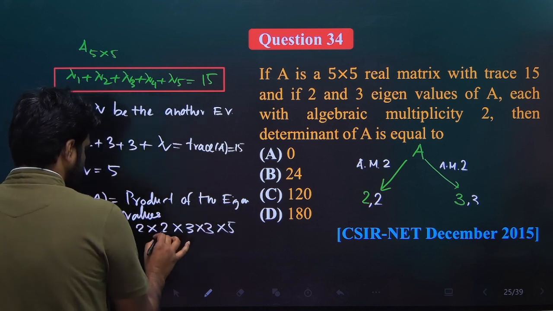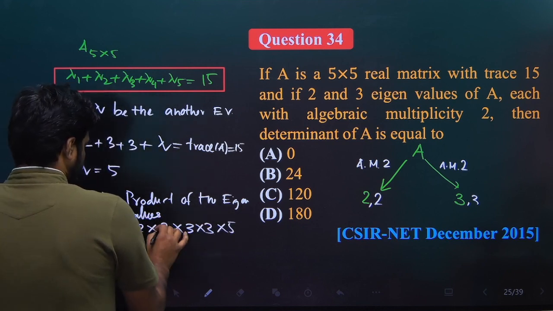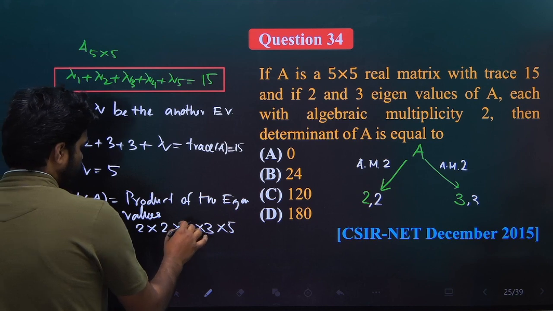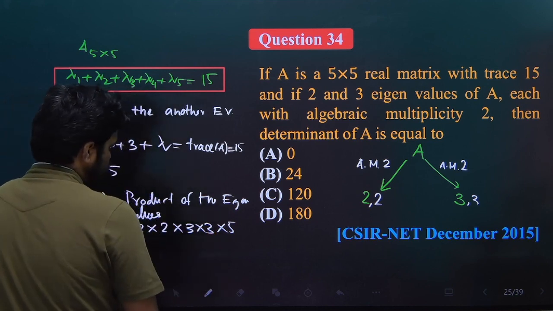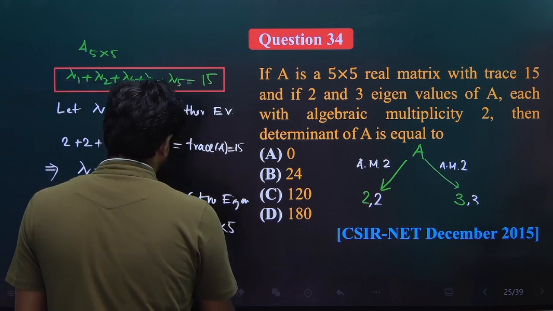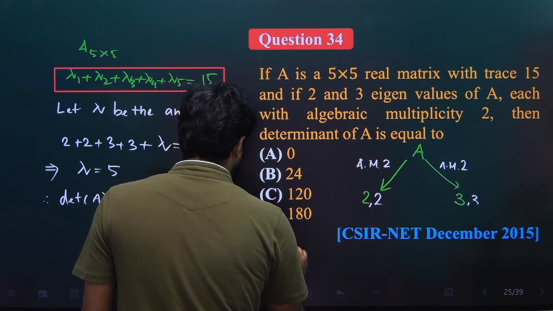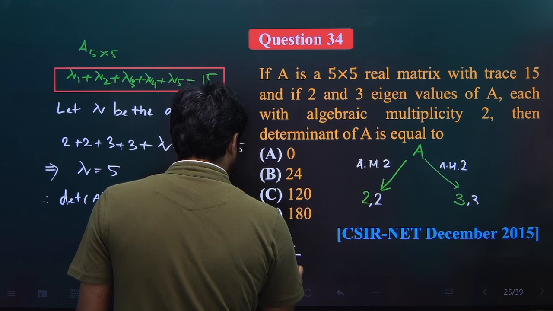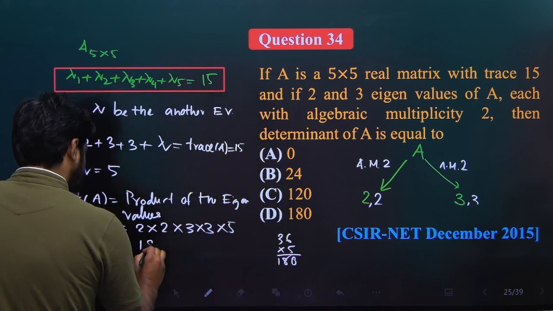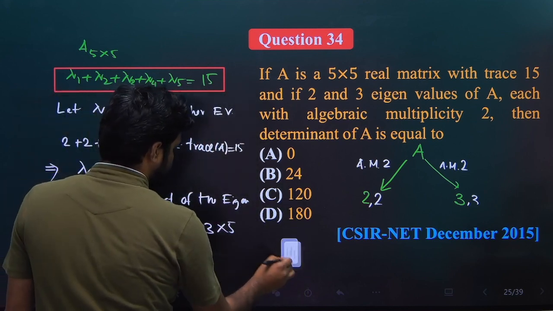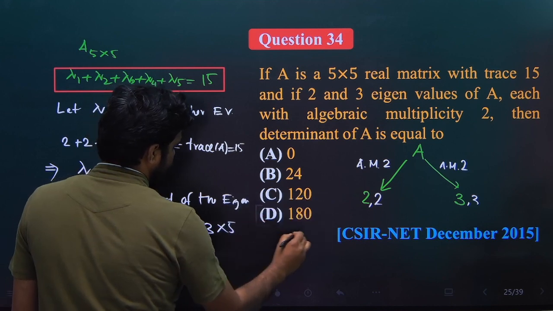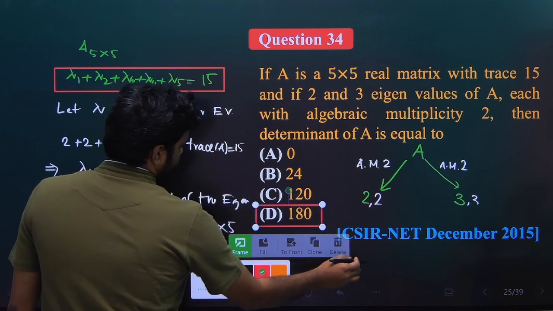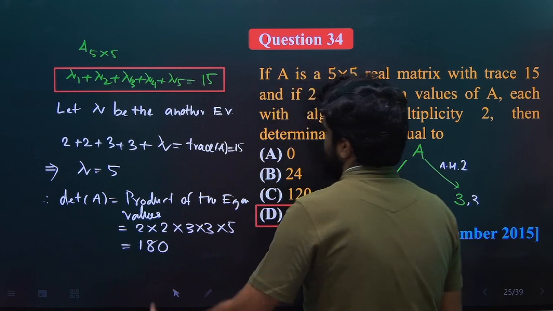2 into 2 is 4, 4 into 9 is 36, right? 36 into 5, so 180. So option D is the correct answer. Okay, option D is the correct answer.